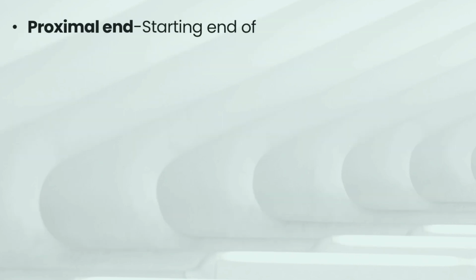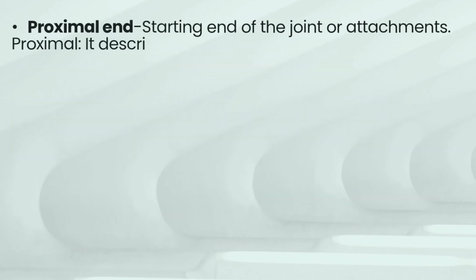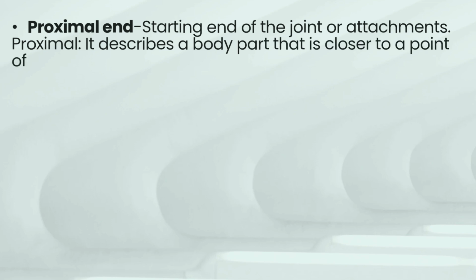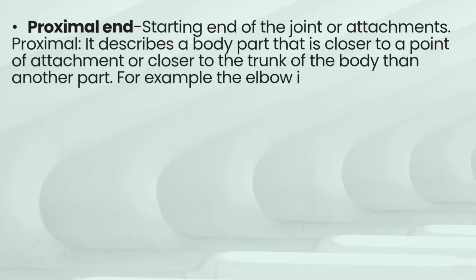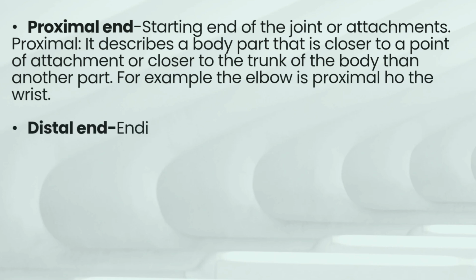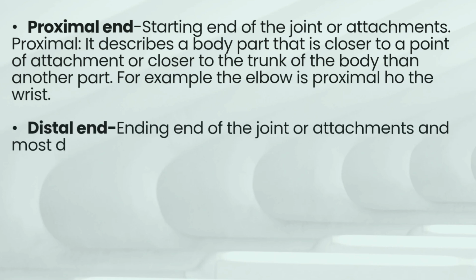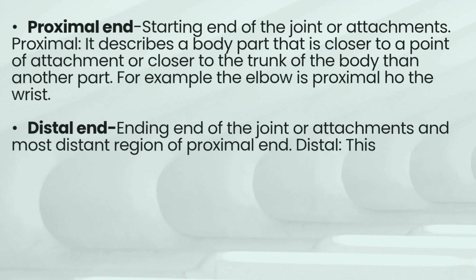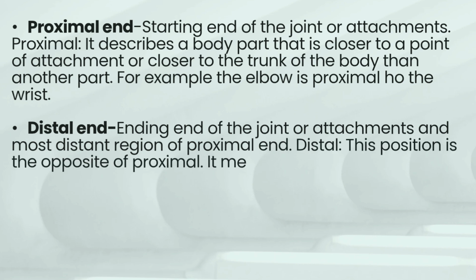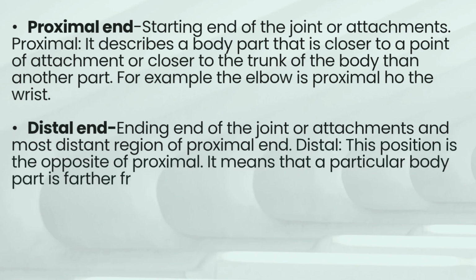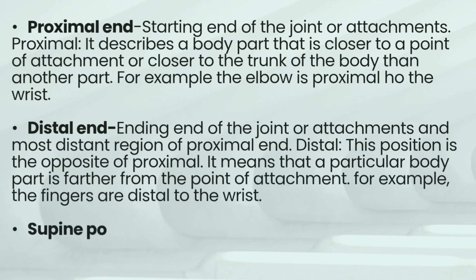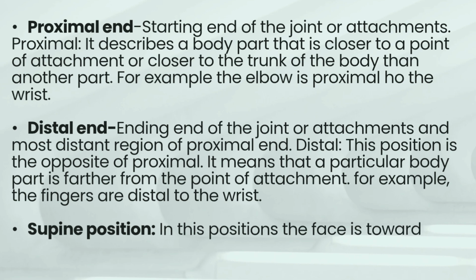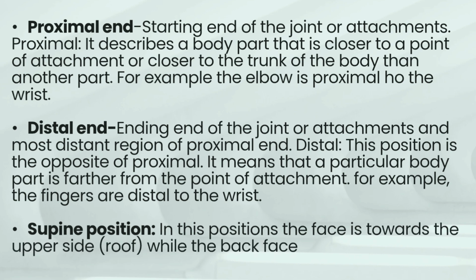Proximal end, starting end of the joint or attachments. Proximal describes a body part that is closer to a point of attachment or closer to the trunk of the body than another part. For example, the elbow is proximal to the wrist. Distal end, ending end of the joint or attachments and most distant region from the proximal end. Distal is the opposite of proximal. It means that a particular body part is farther from the point of attachment. For example, the fingers are distal to the wrist.